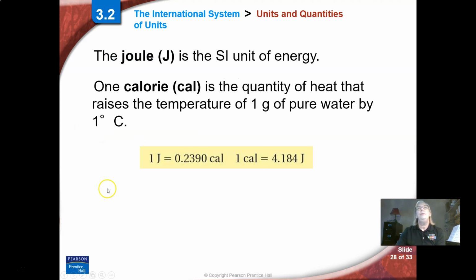And so they're related to each other by, I usually remember this one, 1 calorie is 4.184 joules. And sometimes we have to go back and forth between these two scales. So this is a good thing to know.